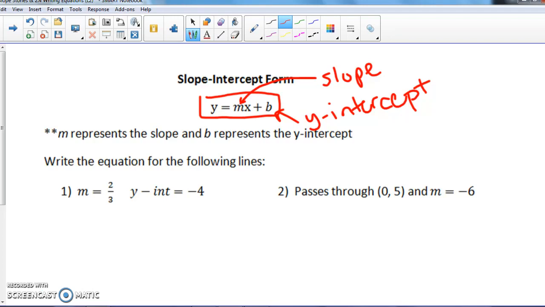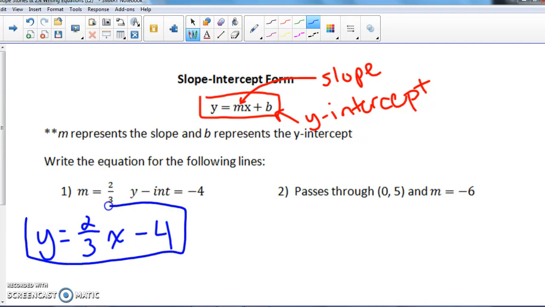In number 1, I told you that m was 2/3, and the y-intercept is -4. All you have to do to write this equation is put the m attached to x and leave the y-intercept by itself. So you just say y equals 2/3 x. You can either say -4 or you could say plus a -4. Either one is fine. And technically, if you led with the y-intercept and said -4 plus 2/3 x, that would be fine also.